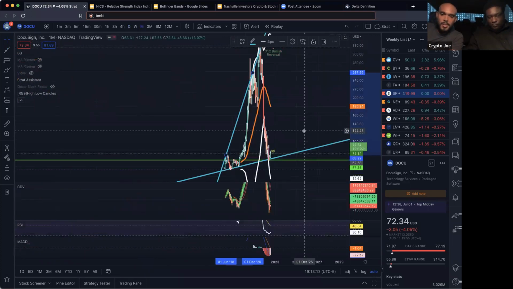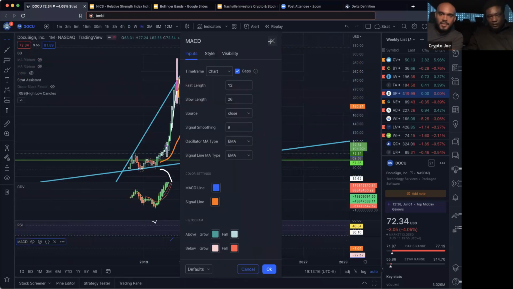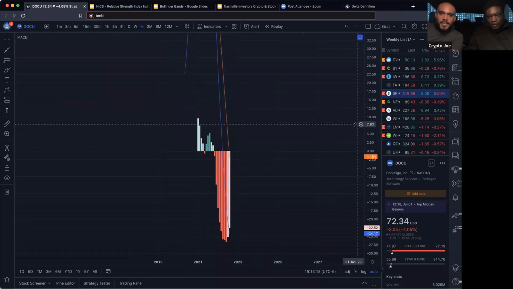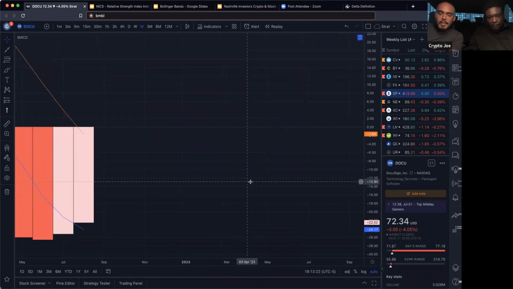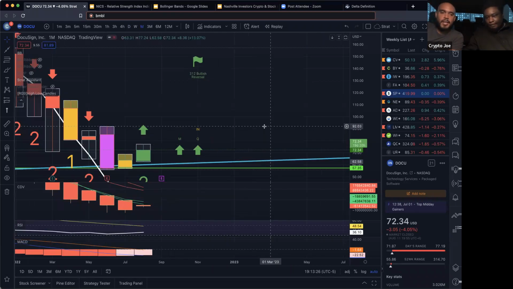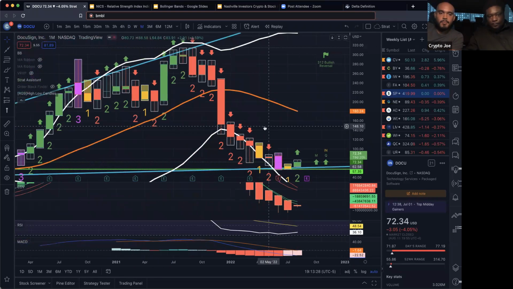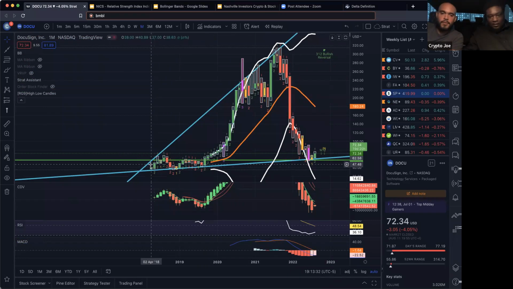I just want to show curling on the MACD. Double click that MACD. Look at that MACD. It's about to curl back up. You can see the momentum losing, and then it's hitting a major support. Go back in time. Look at that. Major support level that's been held for 3-4 years since it IPO'd.